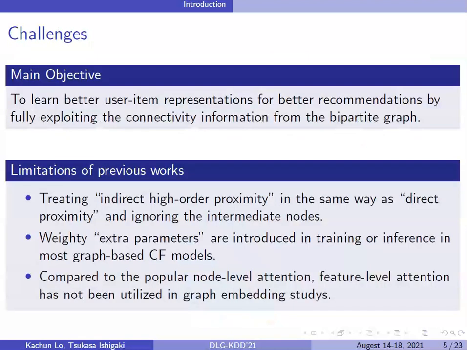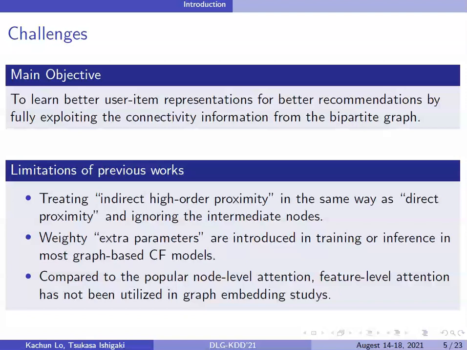So the main objective of our work is to try to learn better user-item representations for better recommendations by fully exploiting the connectivity information from the bipartite graph. Some limitations of previous works include, first of all, treating indirect high-order proximity in the same way as direct proximity and ignoring the intermediate nodes.